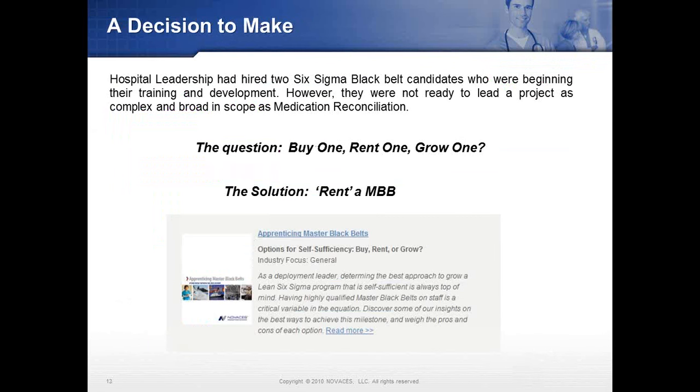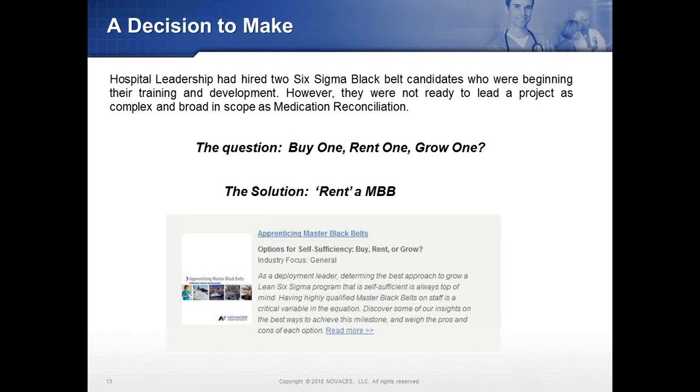They had 2 Six Sigma Black Belt candidates. They were beginning their training, but they were a long way from being ready to handle something as difficult as MedRec. Now there's a white paper out there on our NOVACES website that I wrote some time ago, and the actual title of it is Buy One, Rent One, Grow One.